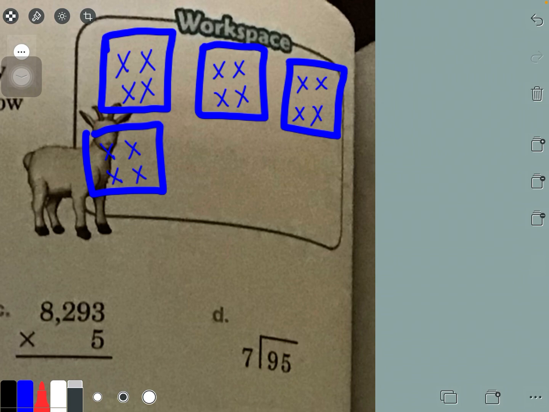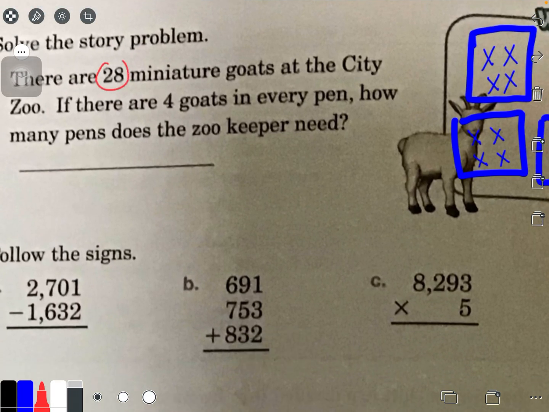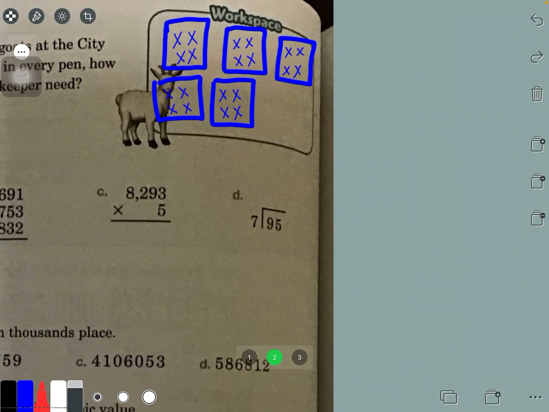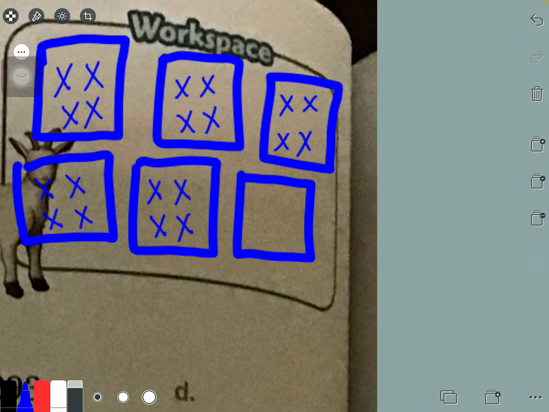I'm going to draw another pen. Okay, I'm going to draw 4 goats inside. Now I'm going to count. 4, 8, 12, 16, 20. Ooh, what do I have to reach up to again? 28. Okay. Remember, there are 4 goats. They can only fit 4 goats in the pen. Can you imagine if there were more than 4 goats in the pen? They would fight a lot.